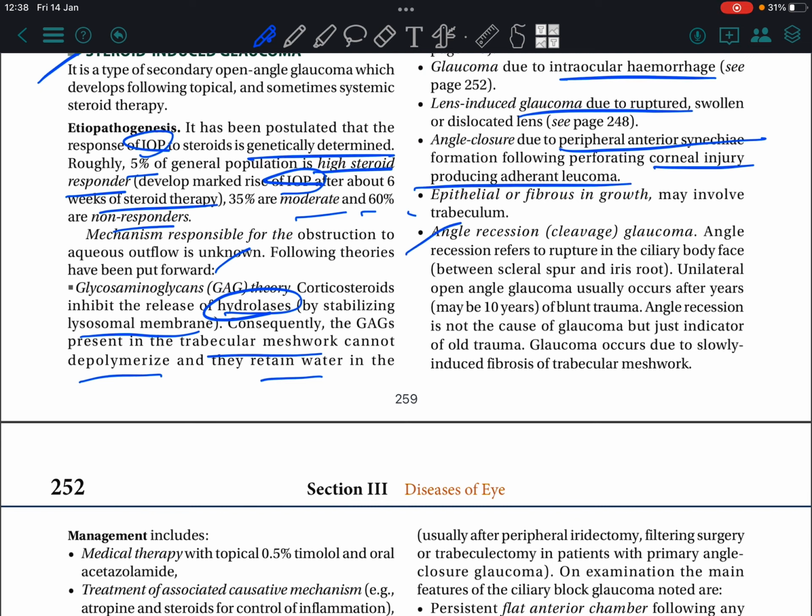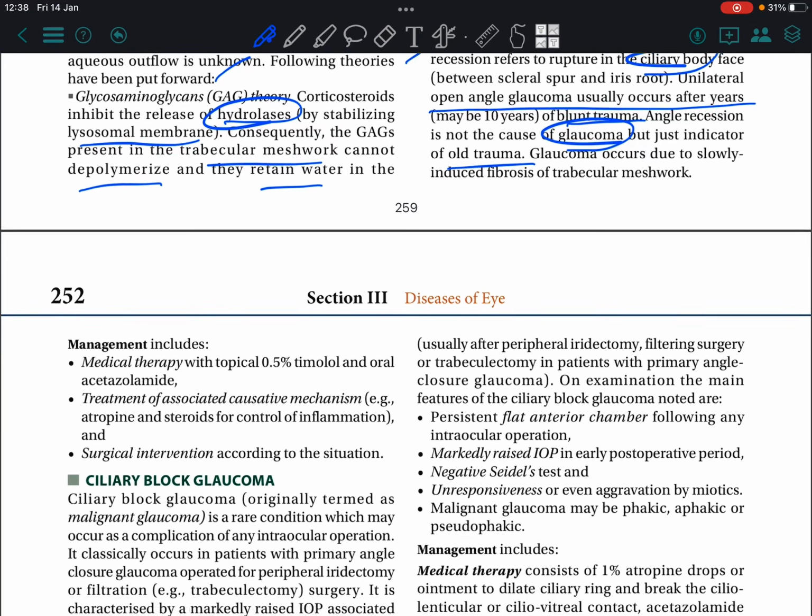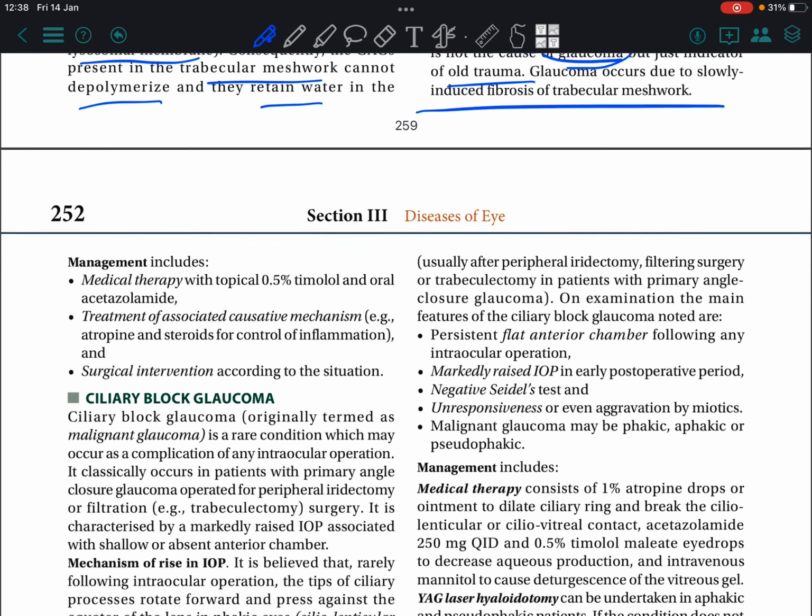Epithelial fibrous ingrowth. Angle recession glaucoma: angle recession refers to rupture of the ciliary body face. Unilateral open angle glaucoma usually occurs after years of blunt trauma. Angle recession is not the cause of glaucoma but just an indicator of old trauma. Glaucoma occurs due to slowly induced fibrosis of the trabecular meshwork.